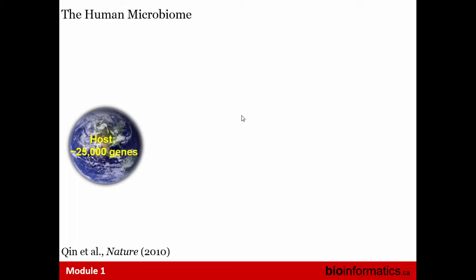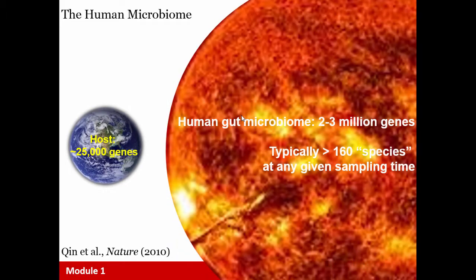And so the scale of the human microbiome, we'll talk about humans for a moment, so the host. Controversial, right? How many genes do humans have? Well, somewhere between 20,000 and 25,000, I think. It's about 25,000 plus or minus a few thousand. Now, your typical human gut microbiome sample will have on the order of greater than 160 species. It can be several hundred species, in scare quotes, because we lack a good definition of species. And over a million different genes.